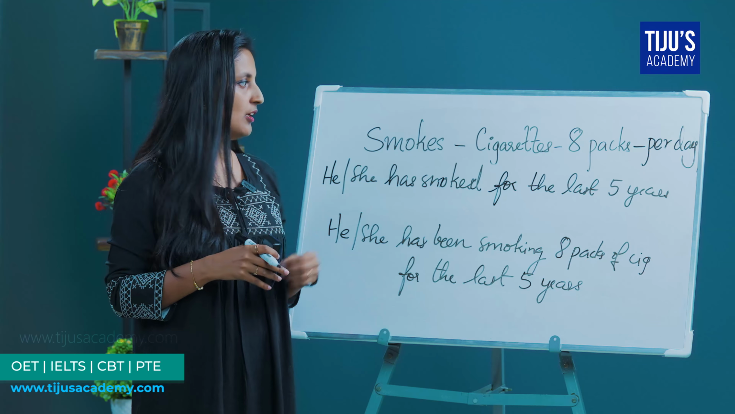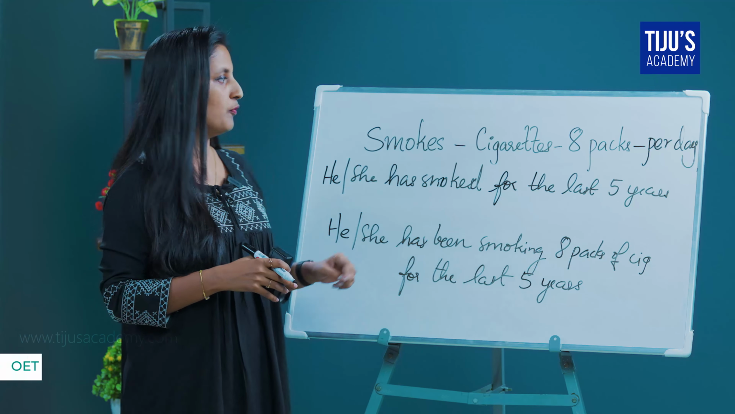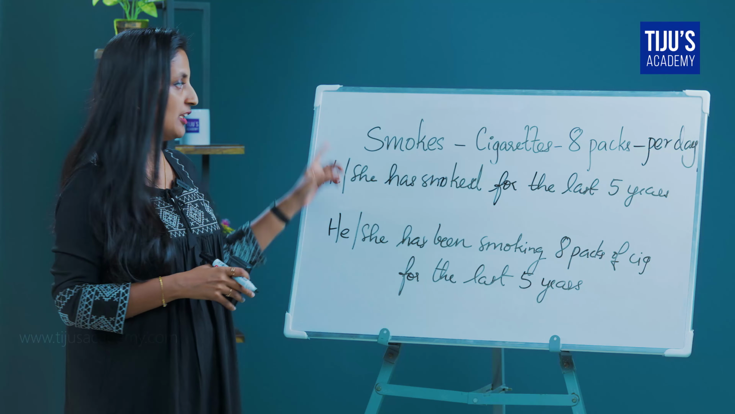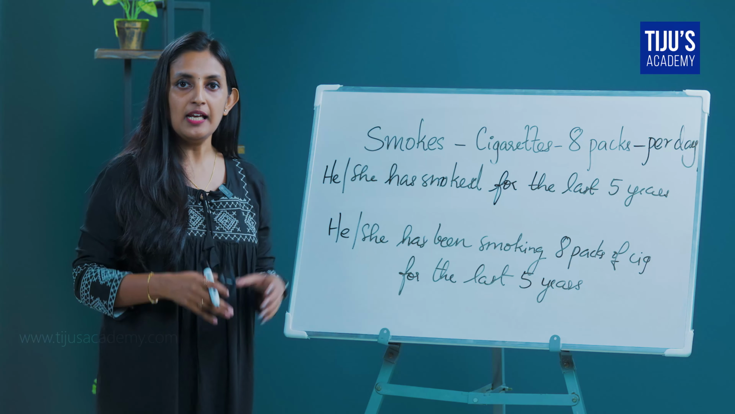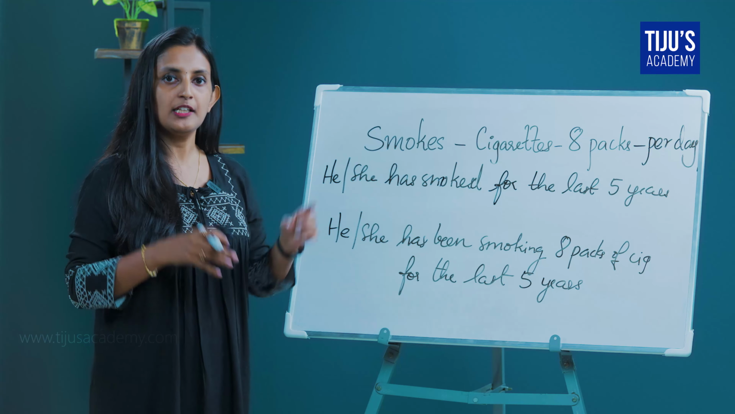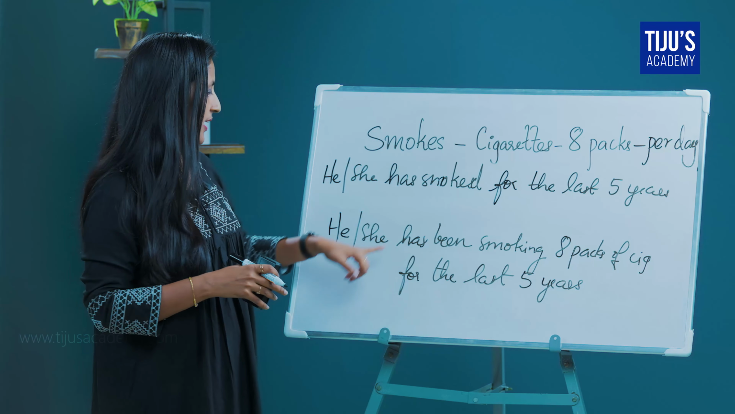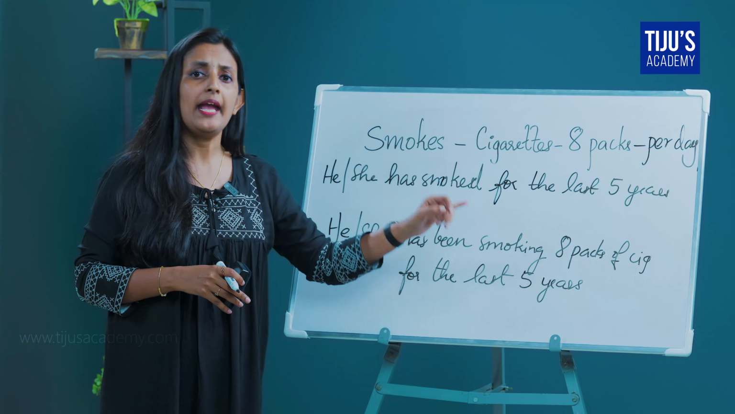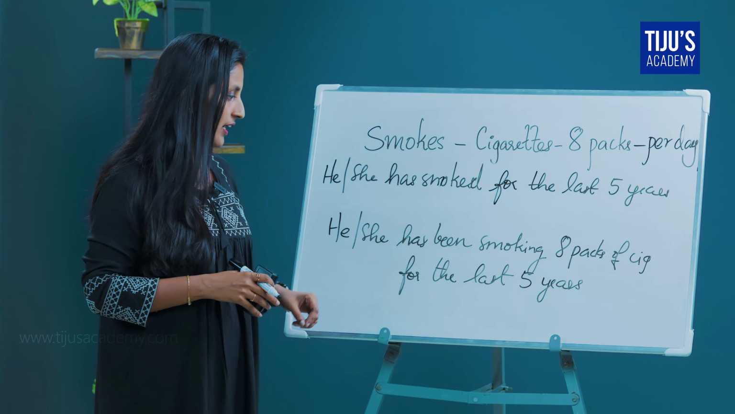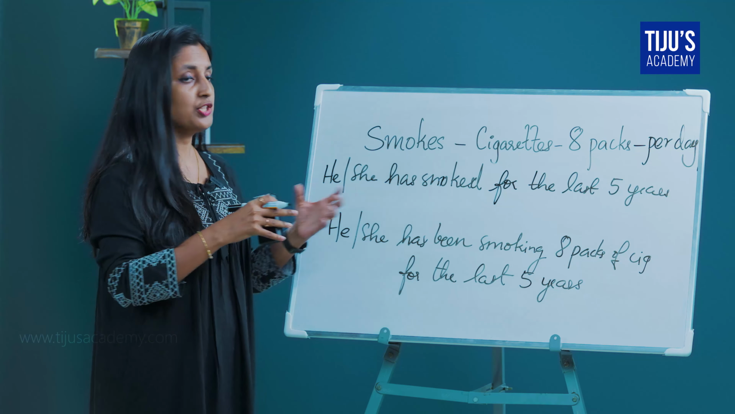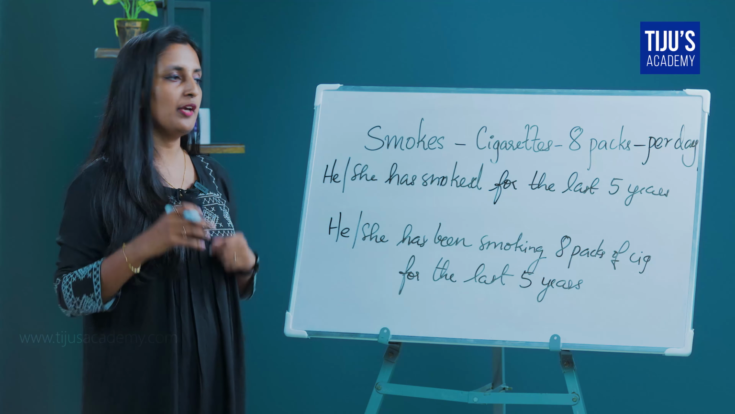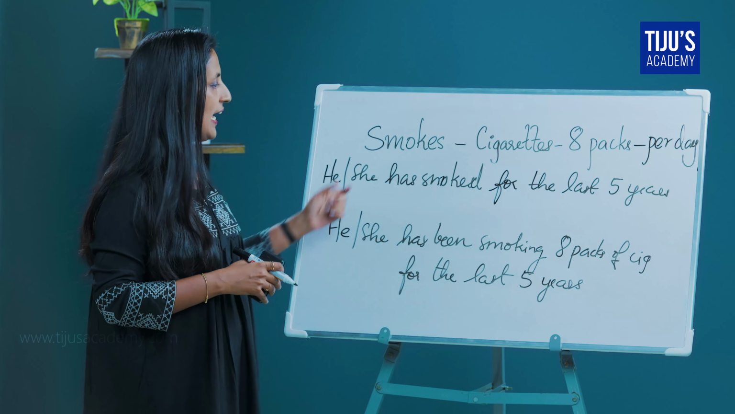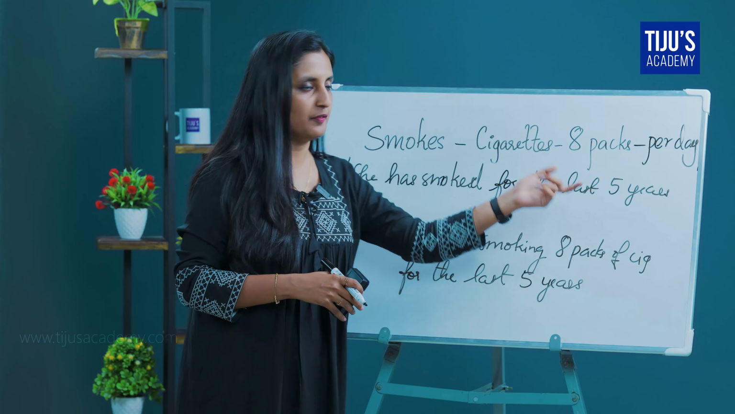So if it is mentioned only 8 packets of cigarettes, go for the simple present tense that we discussed in the very beginning. And if they are providing the time period as well along with the number of packets of cigarettes, you can go for the last statement, that is he or she has been smoking 8 packets of cigarettes for the last 5 years. And if we only need to convey that they smoked for 5 years, then you have to go for the sentence he or she has smoked for the last 5 years.